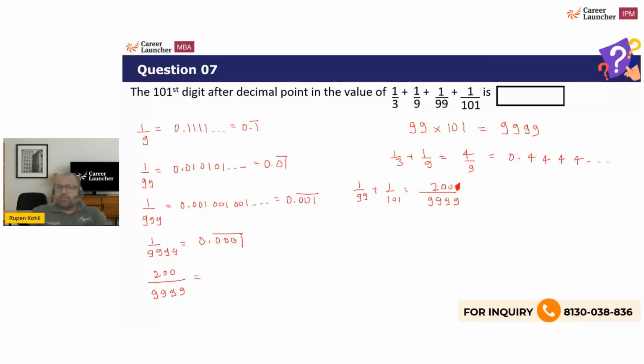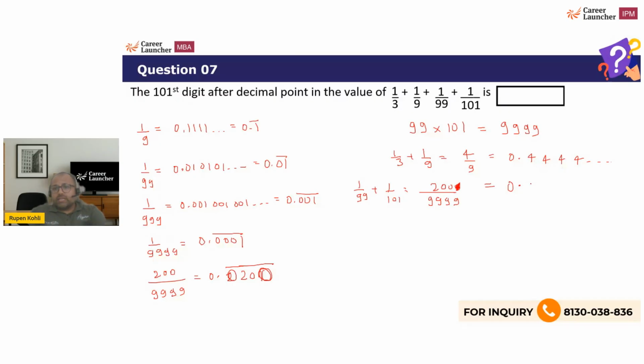Just multiply this with 200, so 1 into 200 is 200, so you get 0.0200 bar, which means this will be 0.02000200 and so on. And therefore you put this over here and add. The pattern is only of 4 digits, so we'll just add 4 digits at a time and that will repeat. So this is 0.4444 repeating infinitely.